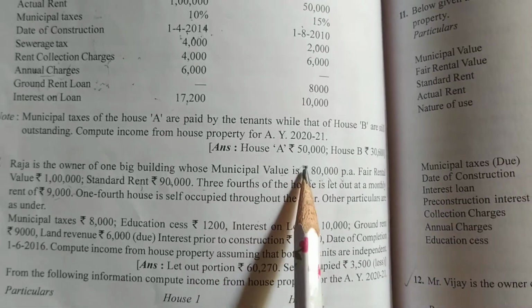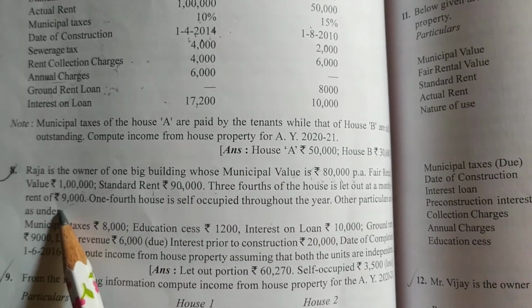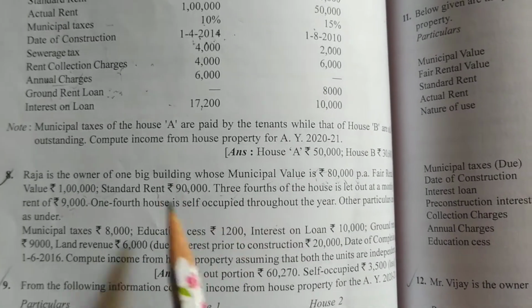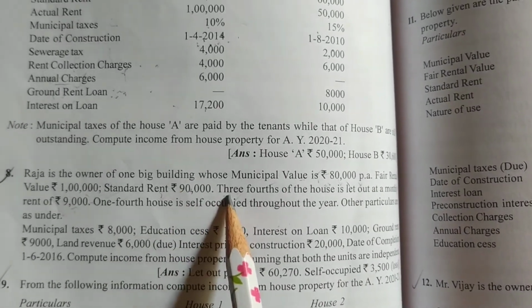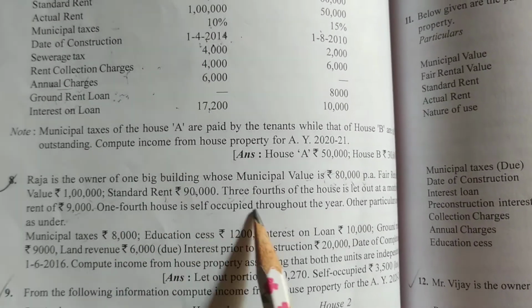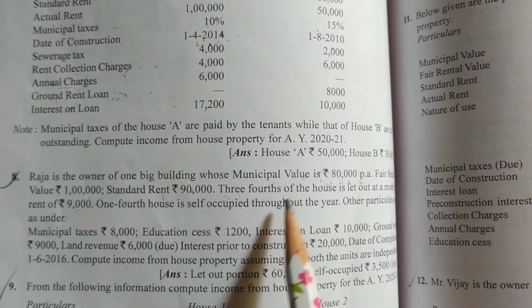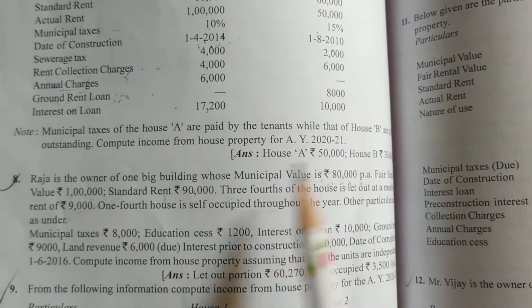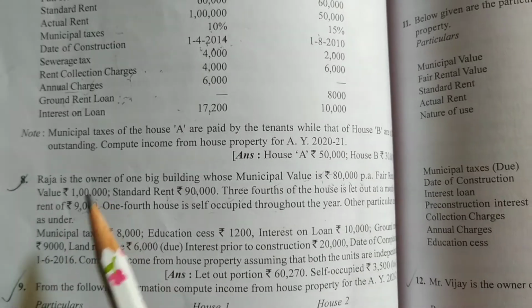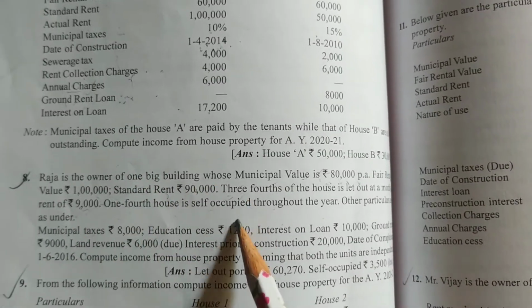3/4 of the house is let out on a monthly rent of 9,000. So he is not giving the entire building, only 3/4 he is giving on rent, for rupees 9,000 per month. 1/4 of the house is self-occupied throughout the year. So he is separating 3/4 and 1/4, and 3/4 he is giving for let out purpose, and 1/4 he is staying in the house.